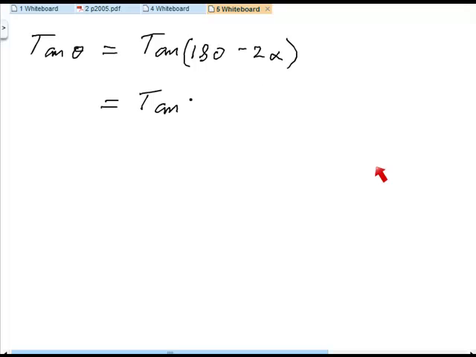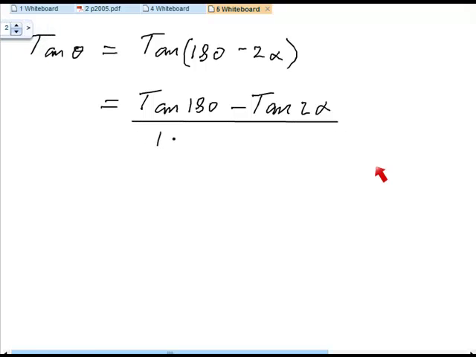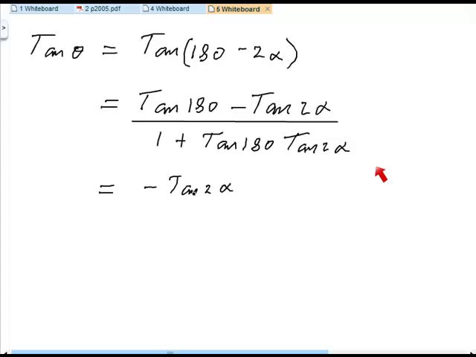That becomes the tan of A minus B, and the formula from the tables for that is tan A minus tan B all over 1 plus tan A tan B. And the tan of 180 is actually 0. So we get 0 minus tan 2 alpha, which is simply minus tan 2 alpha over 1 plus 0. So it all evaluates to minus tan 2 alpha.